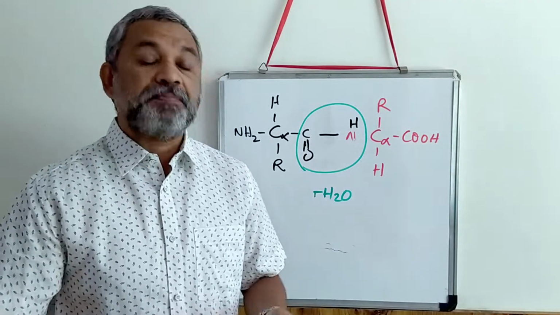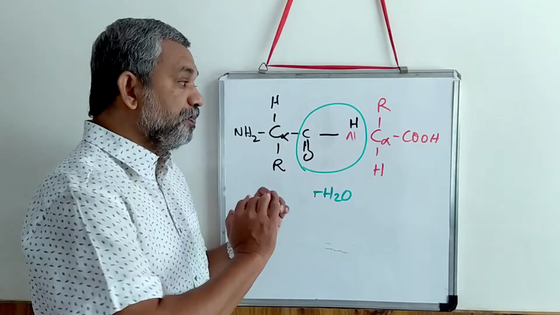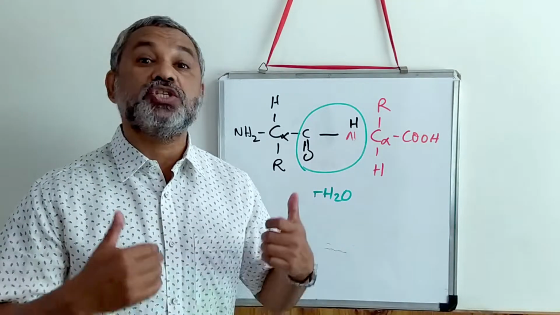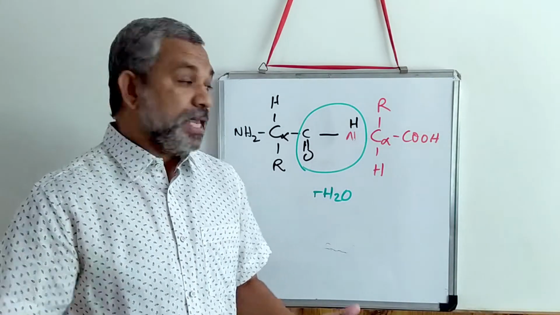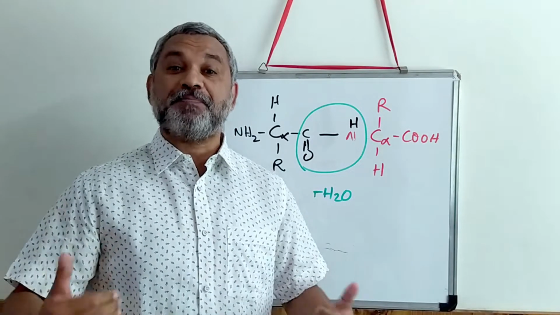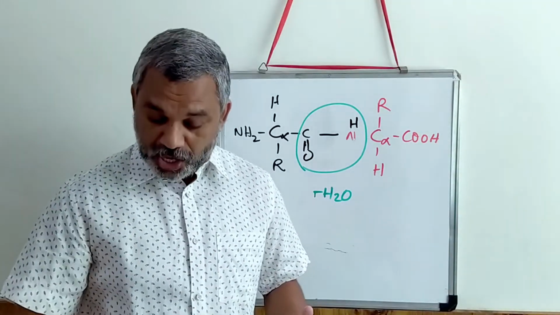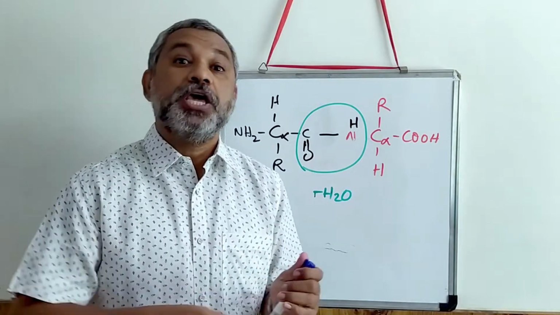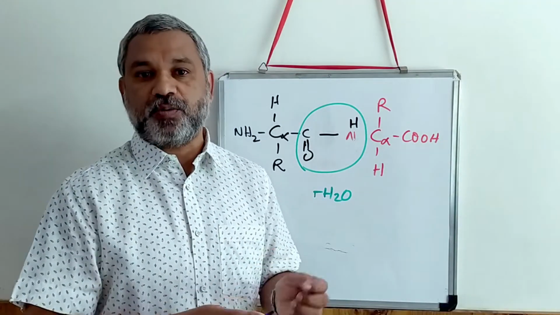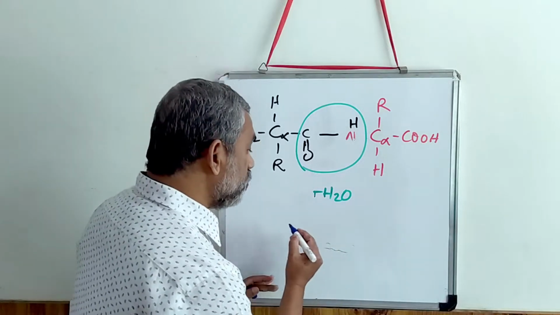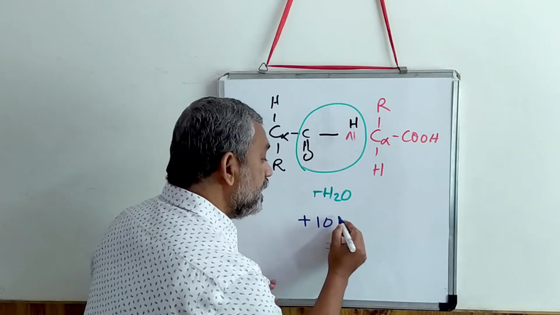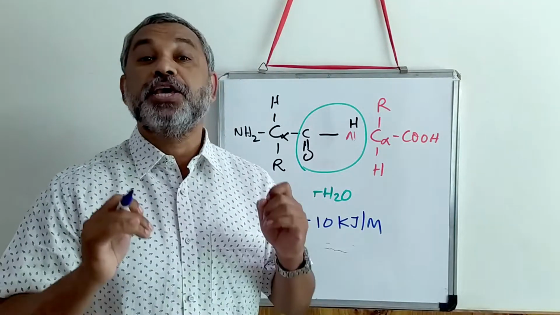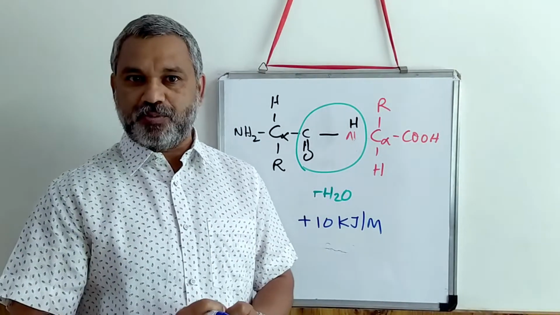Now remember, the formation of a peptide bond in a protein is not favored. The hydrolysis of the peptide bond is in fact favored. Which means if a peptide bond has to be formed, an investment of energy is required. How much energy is required? You need to add 10 kilojoules per mole of energy in order to form a peptide bond.